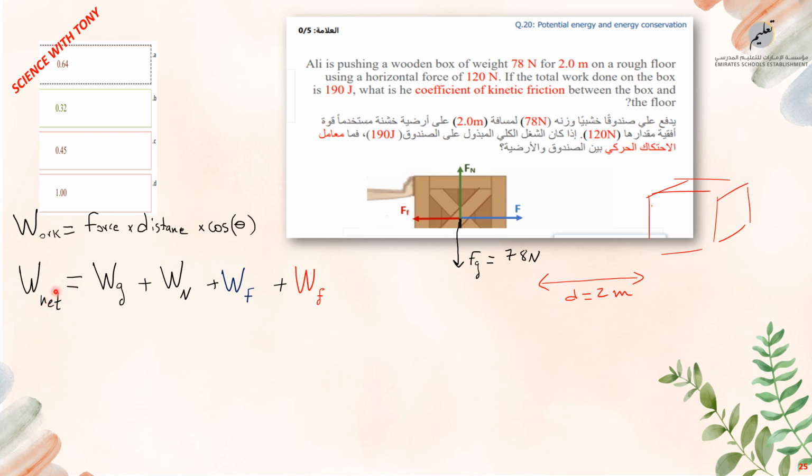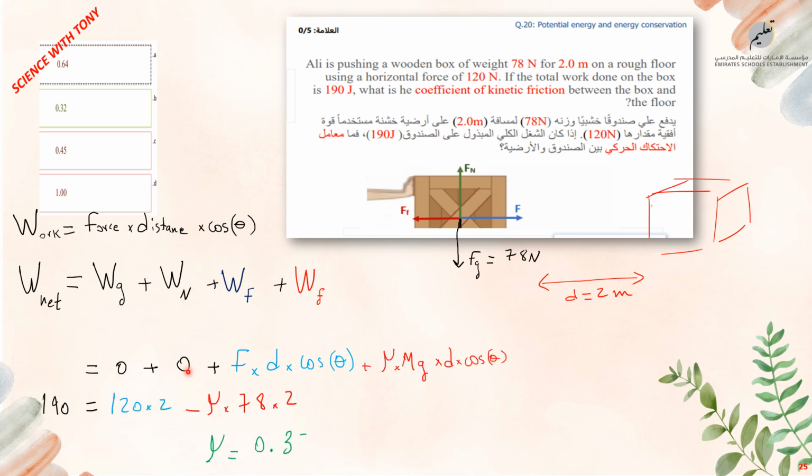So the total work W net is equal to the work done by the force of gravity plus the work done by the normal force plus the work done by the boy, WF, plus the work done by the friction force. Let's discuss each one by one. The work of gravity and the work of the normal force are both equal to 0. Why? Because they are perpendicular to the displacement, the angle is 90 degrees, and cosine 90 is equal to 0. So work of gravity is 0, plus work of normal force also 0.